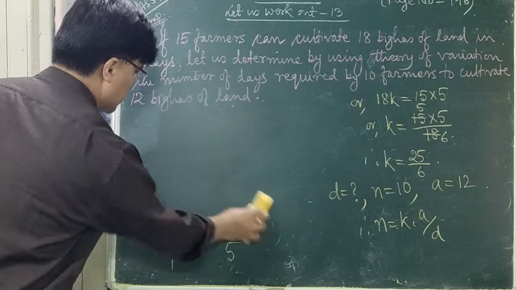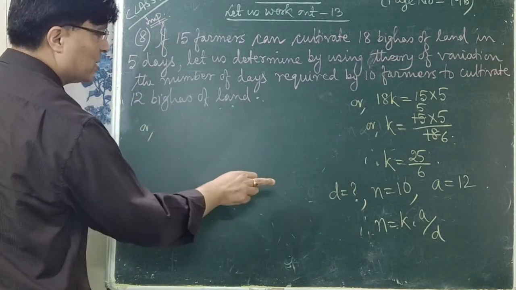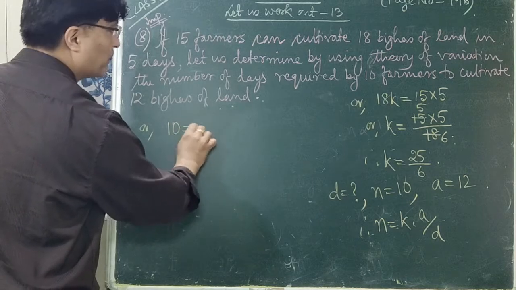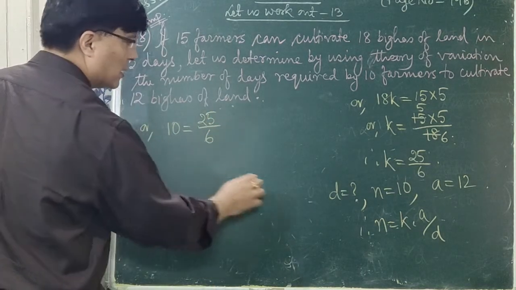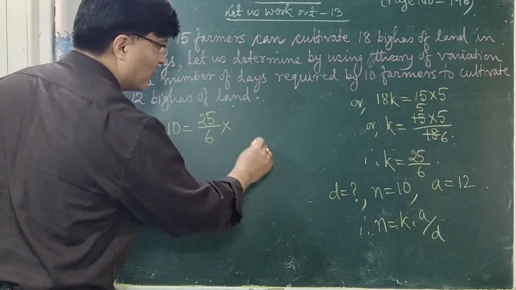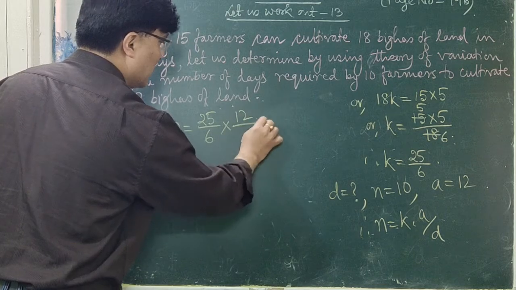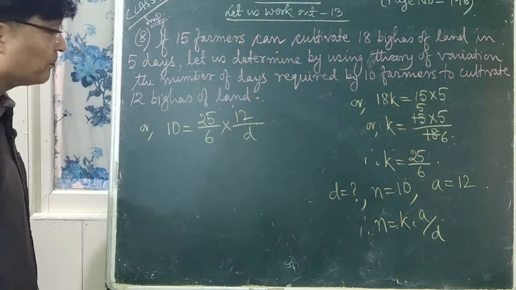So let us use the values now. What is N out here? It is 10. What was K? 25 by 6. The value for K here is 25 by 6 into what is the value for A? A is 12 divided by D, because D is the unknown quantity here, right?